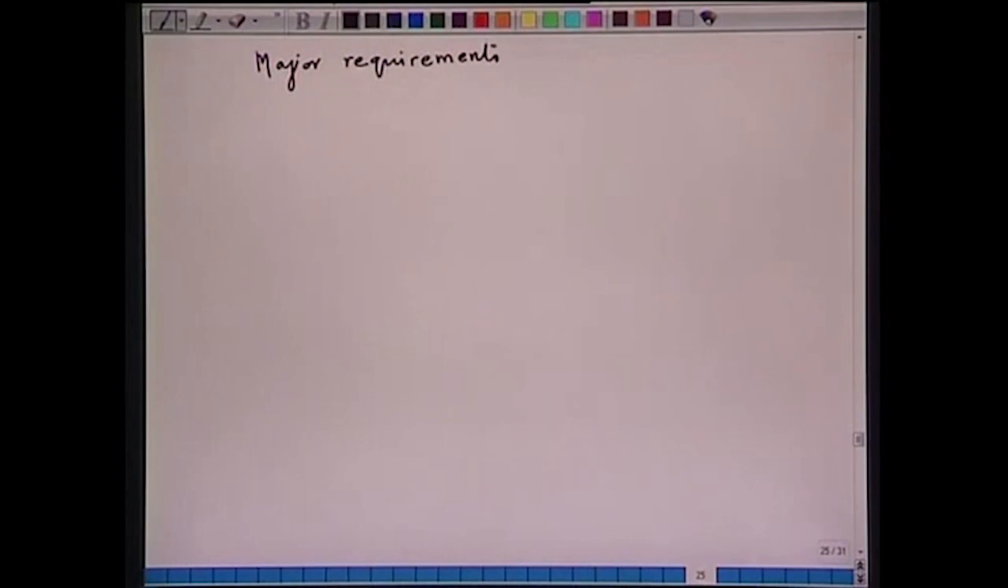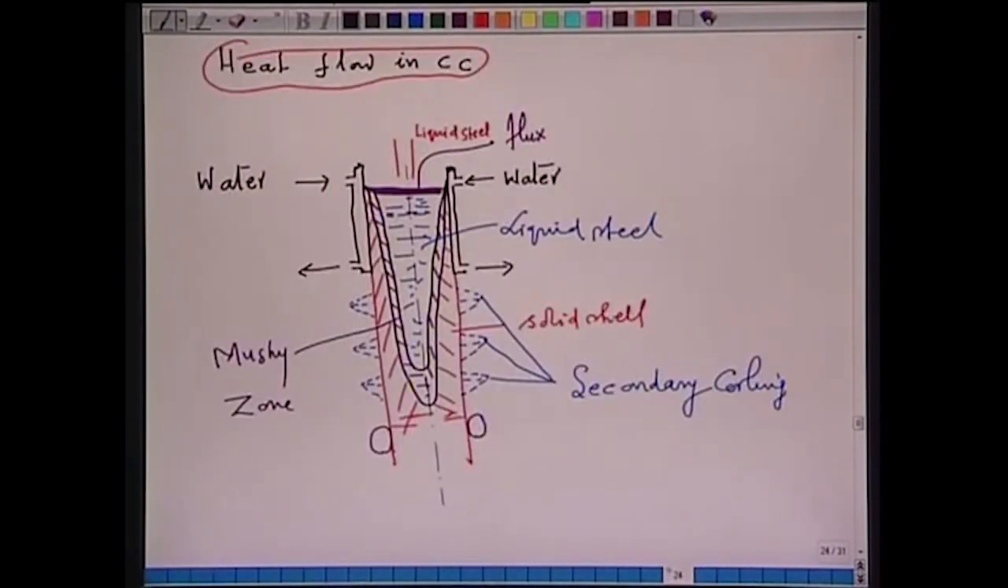So, first of all, the major requirements for heat flow: solidification must complete before the strand enters into the withdrawal rolls. That means the solidification begins from here and ends over here. So, these are the withdrawal rolls. The entire strand must be solidified before it enters into the withdrawal rolls.